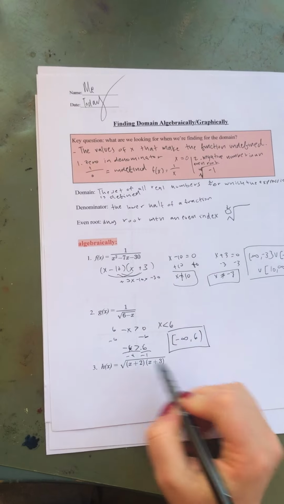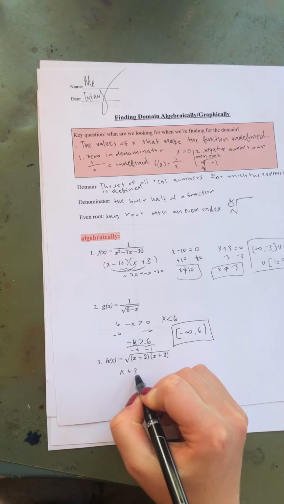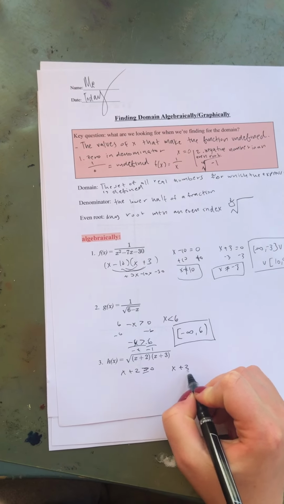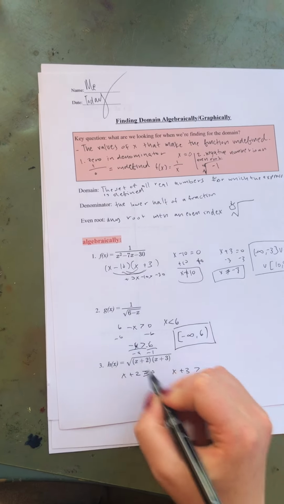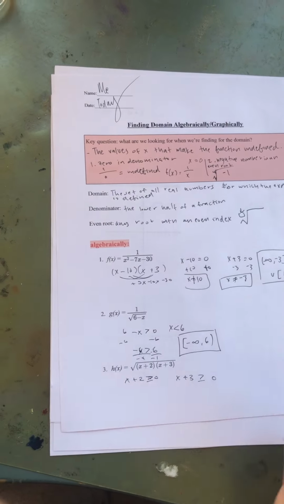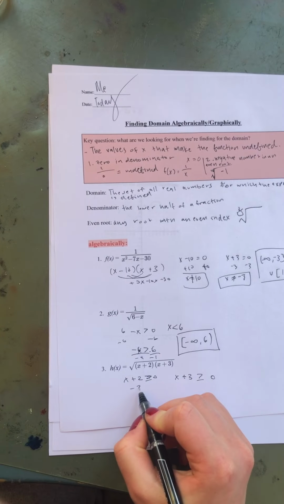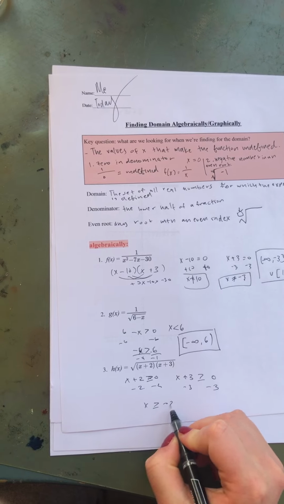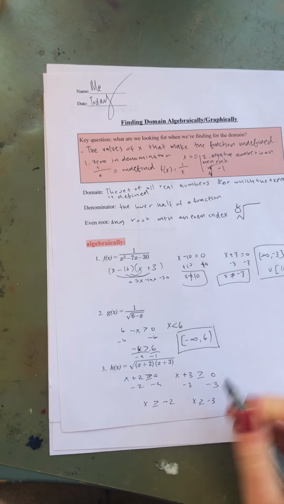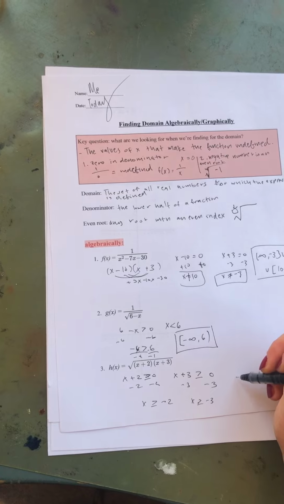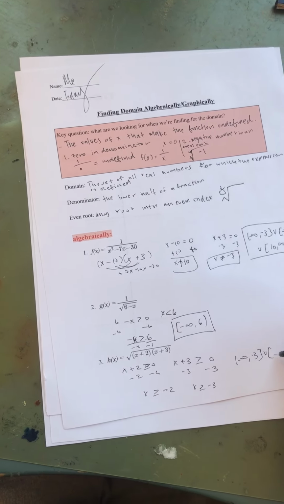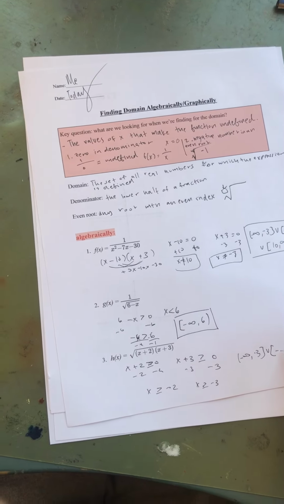And then this one, you just set each of these factors equal to 0, so x plus 2 is greater than or equal to 0, and then x plus 3 is greater than or equal to 0, because now there's no denominator issue, so you can just set it greater than or equal to. Minus 2, minus 3, x greater than or equal to negative 2, x greater than or equal to negative 3, and then the final interval notation is negative infinity to negative 3, union negative 3 to negative 2, union negative 2 to infinity.